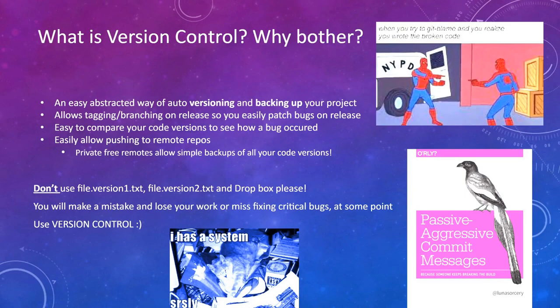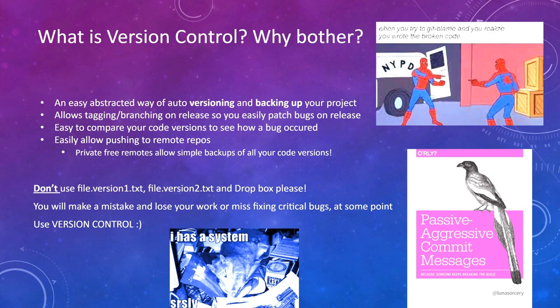So what is version control and why bother with all this? It's an easily abstracted away versioning and backing up of your project. So you can easily look back and see what changed, what you did, what bugs you caused. It allows you to easily tag branches for release, so you can actually fix bugs if it's code on top of that particular release. You can easily compare your code versions to see where bugs occurred, even between releases or commits within a specific release.